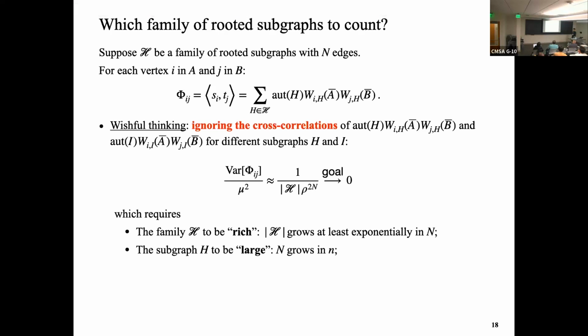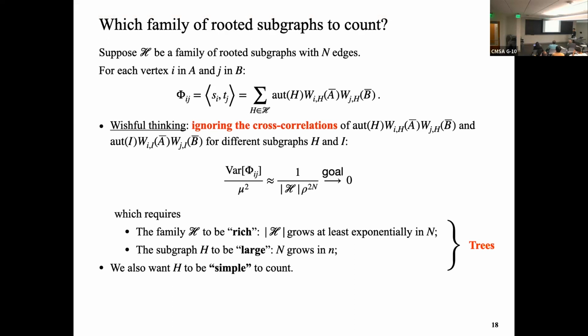To summarize, I need this family of subgraphs to be rich in the sense that it grows exponentially, with some prescribed exponent, and these subgraphs also need to be large. I will quantify this needed largeness in a second. And the third thing, which I suppressed earlier, is that we also want the graphs to be sufficiently simple so that you can count them efficiently, better than exhaustive search.